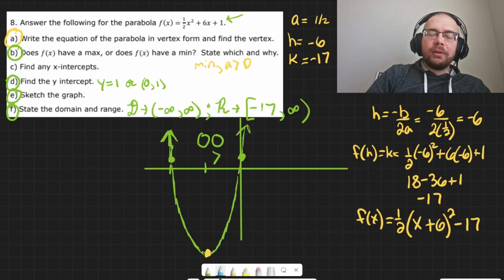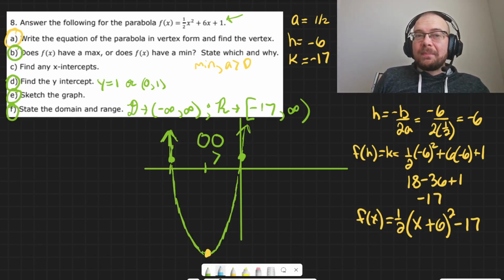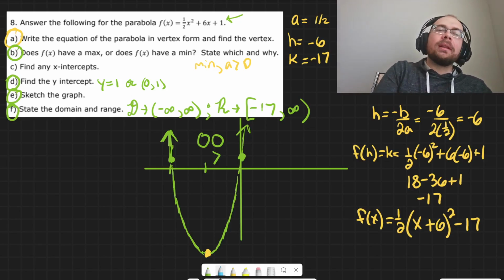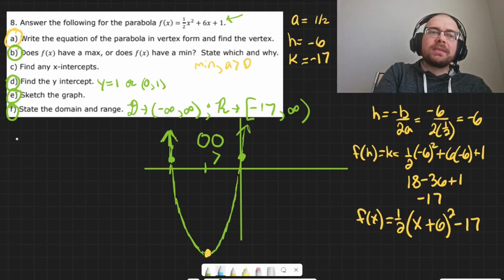So I'm going to switch to blue here. So if you're finding the x-intercepts, you could try to factor it, but I don't think there's going to be any factors of 1/2 that give us 6, at least not in the rational number system. So we would have to use the quadratic formula. The quadratic formula gives you the x-intercepts.